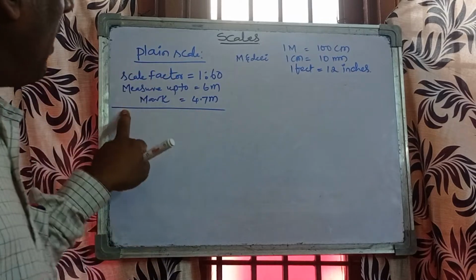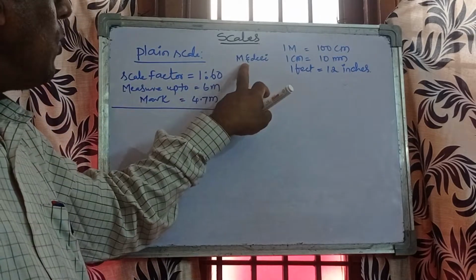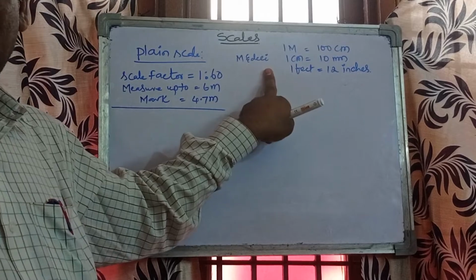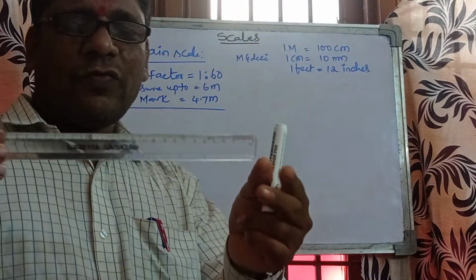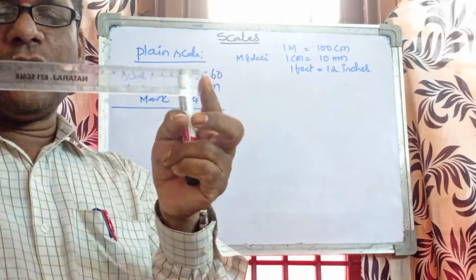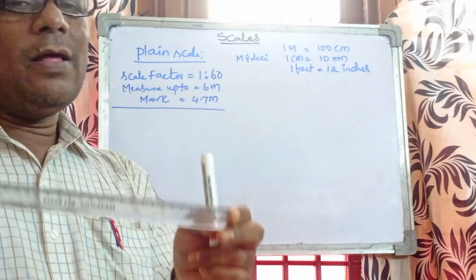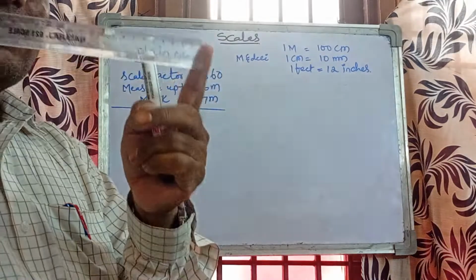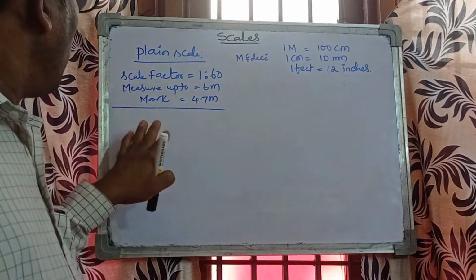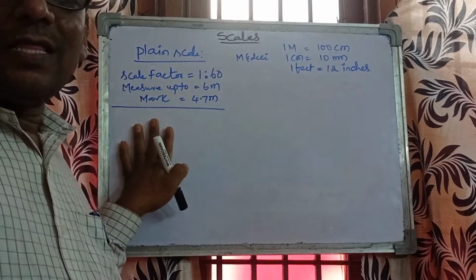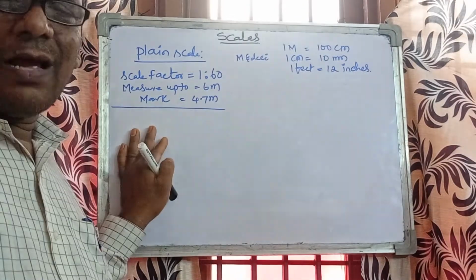So this is the given data, and we must go for meters and decimeters. First we must do the conversion of units, which is very important, and also how to calculate the full length of the scale. This is not there in any textbook, so I will tell you this logic.